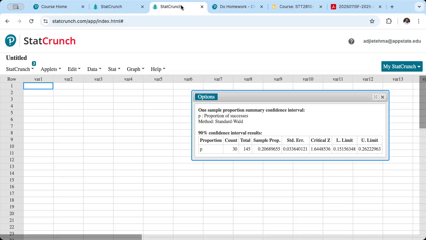0.00275. So 0.00275 divided by Z, 1.64485, whole squared.